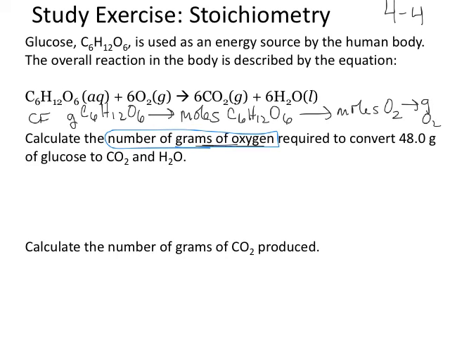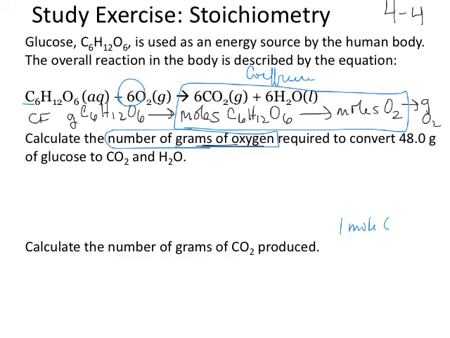So to go from grams to moles, we're going to use the periodic table for molar mass, but to go from moles of glucose to moles of oxygen, we're going to look at the coefficients. We see that there's no number in front of glucose, so that's going to be 1, and what's the number in front of oxygen? 6. So our conversion factor for that will be 1 mole of glucose equals 6 moles of oxygen.